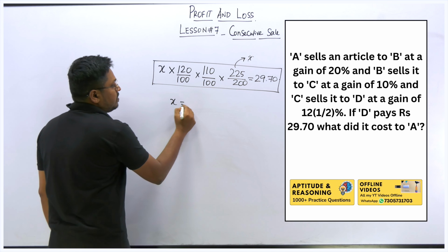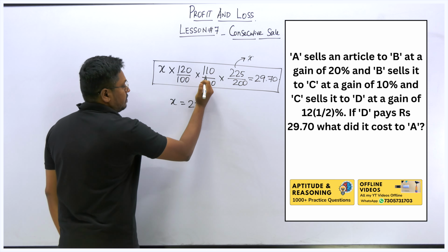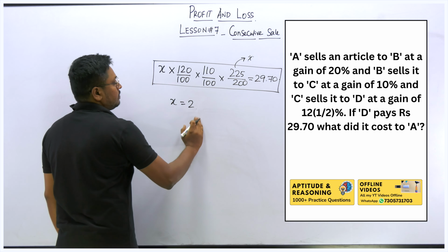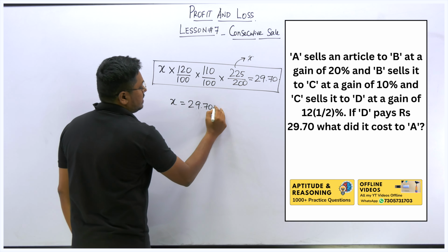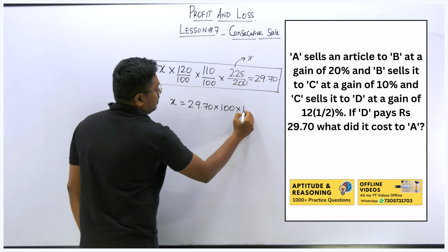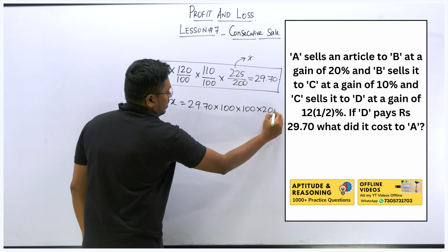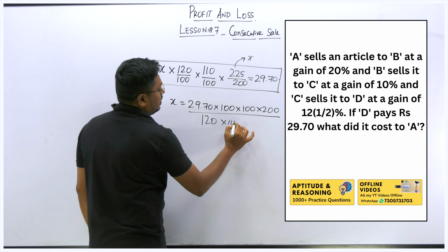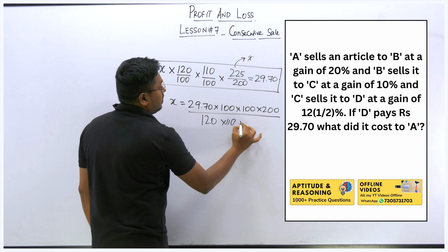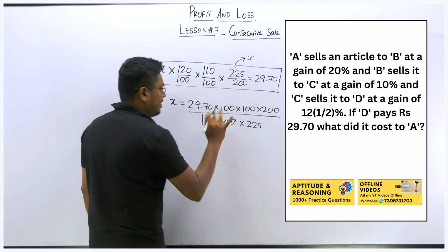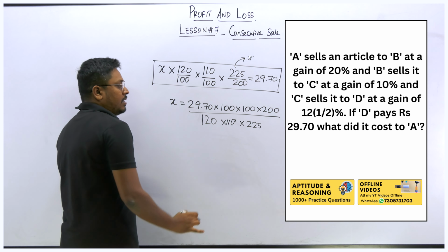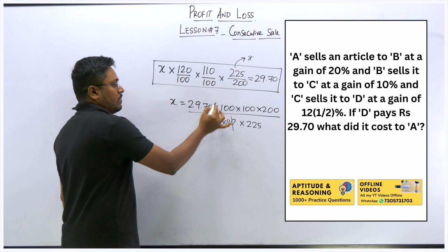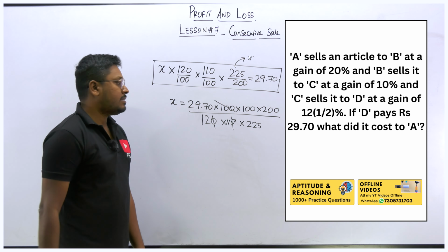So x is equal to 29.70 into 100 into 100 into 200, divided by 120 into 110 into 225. Be very slow while cancelling the values. So I can cancel the 0s first. So 100 completely gets cancelled.